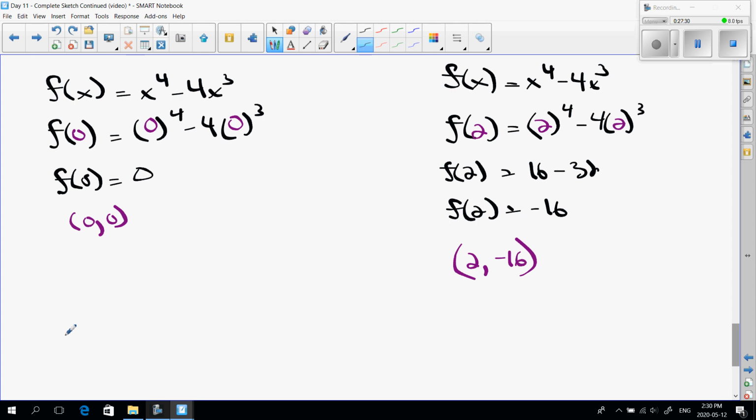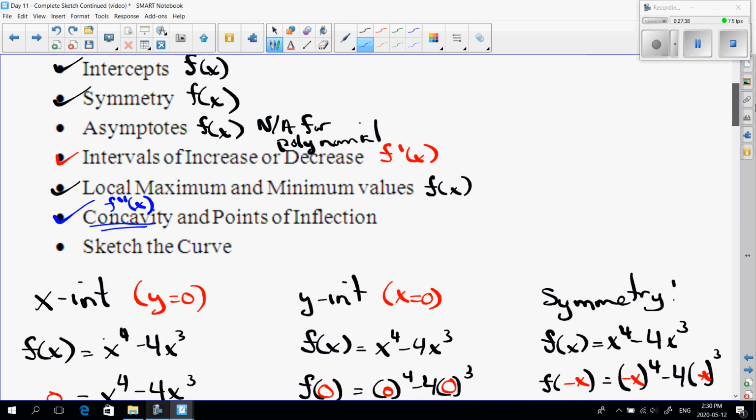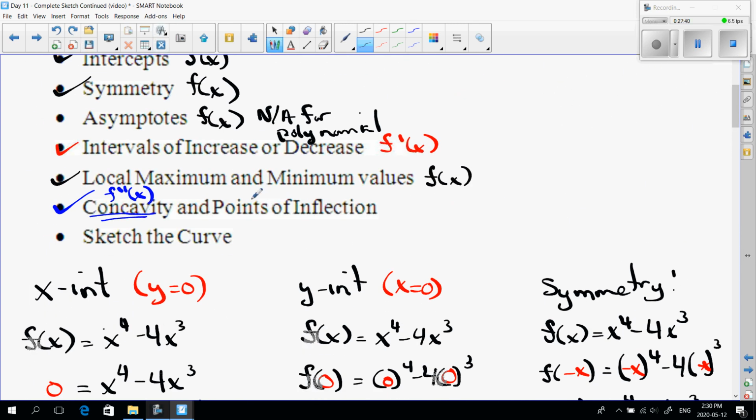So here's the move now, once we have all that information. And I'll go back up here and just show you that I've completed everything. Points of inflection. Remember, points, maximums, minimums, points of inflection, intercepts, we have to use the f of x equation. We use the derivative for the intervals of increase, and we use the second derivative for the intervals of concavity.